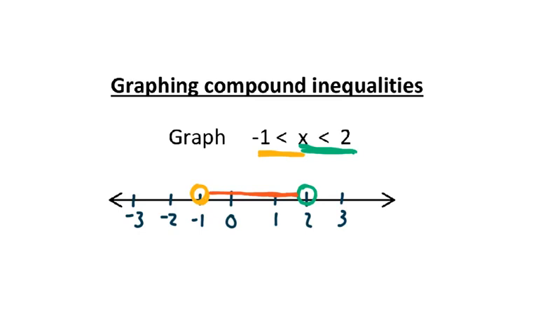The important thing is this is an and inequality. It means that it's between these two circles. So when the x is between the signs like this, the solution set is between two circles. And the circles are on the numbers that x is between.